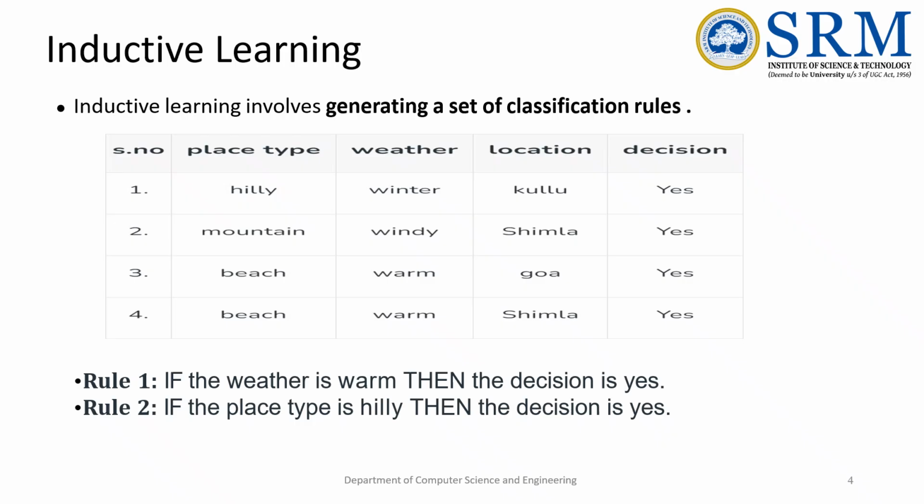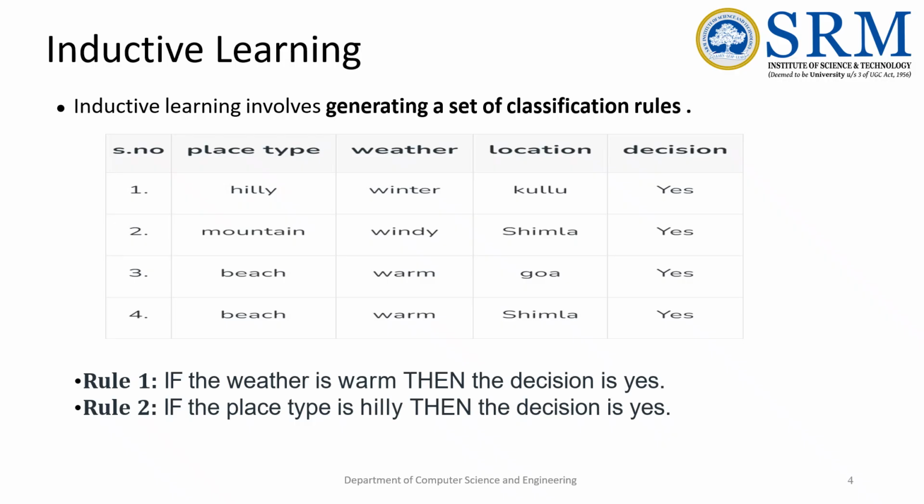And the characteristics of inductive learning: it learns from examples, creates general rules, is a data driven approach, improves as more data becomes available, is used in the supervised machine learning approach, and can predict unseen situations. So there are different types of inductive learning.